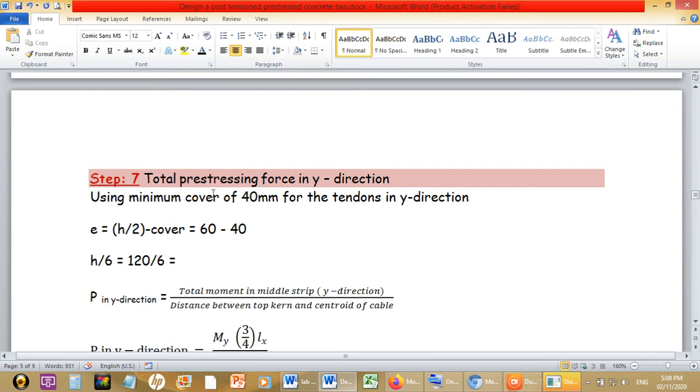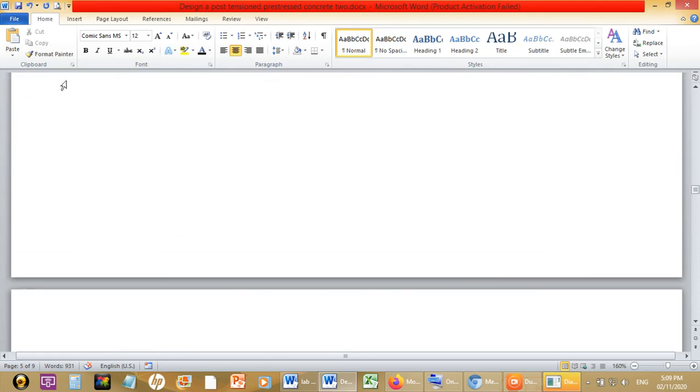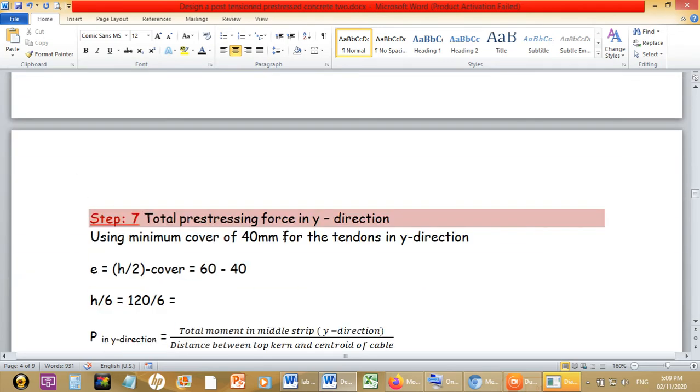Step number 7 is total prestressing force in y direction. As you remember, in the design step in the previous lecture, I used the same number for step 5, and for step numbers 7 and 8. Here I am following the chronological order, so don't get confused. It is one and the same. So step number 7 is total prestressing force in y direction.